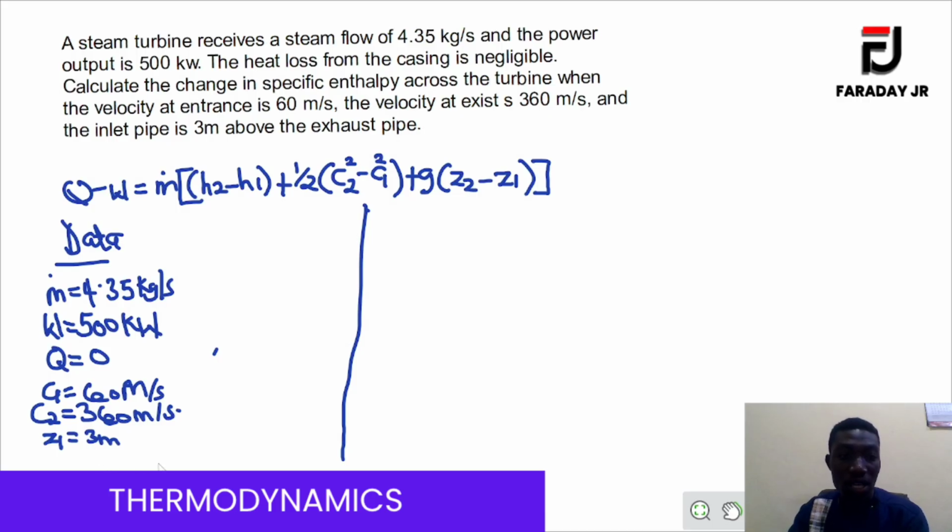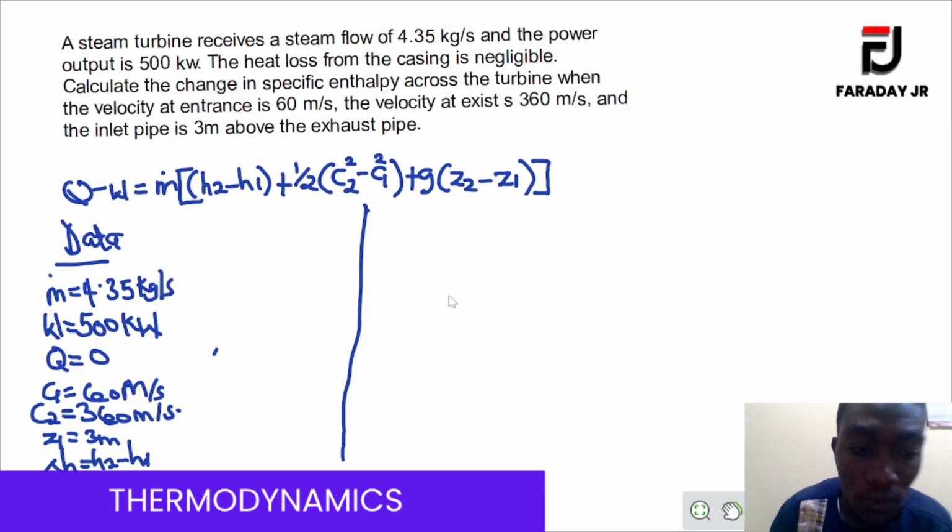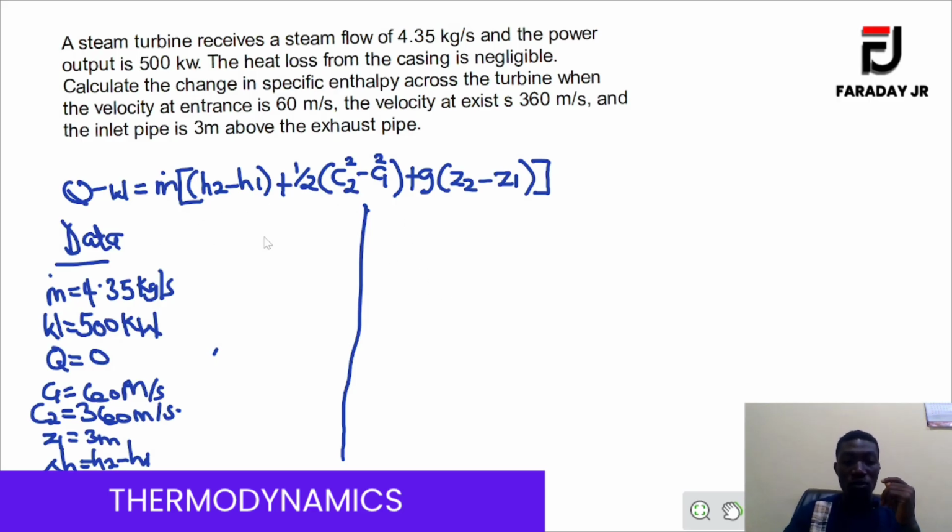Now from the question, it says calculate the change in specific enthalpy. So you can see that the change in specific enthalpy is equal to H2 minus H1. Let's solve this question together. From the equation, you were given your mass and your work, and you're supposed to calculate the change in specific enthalpy. So let's put this together.